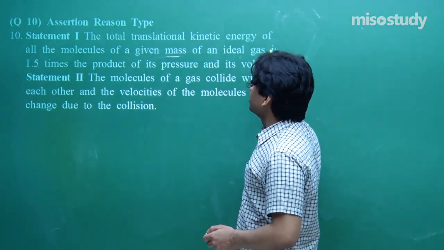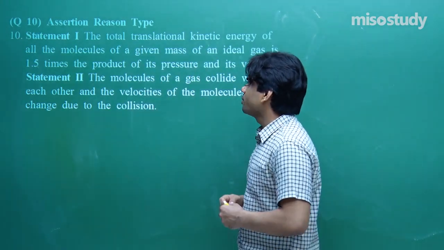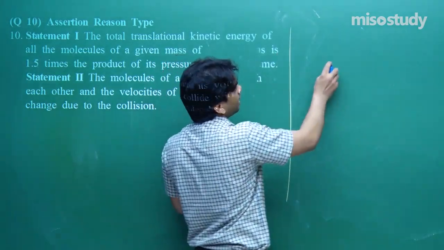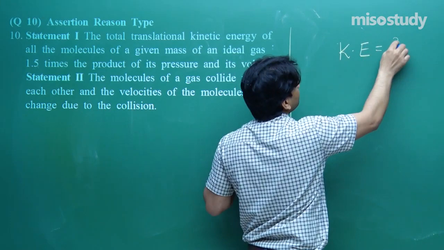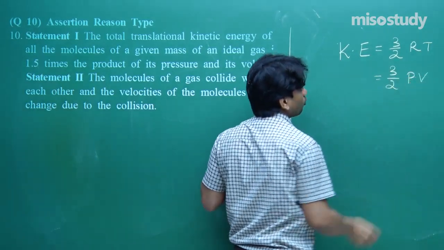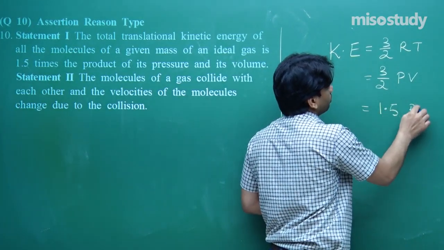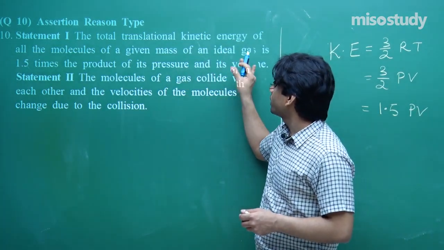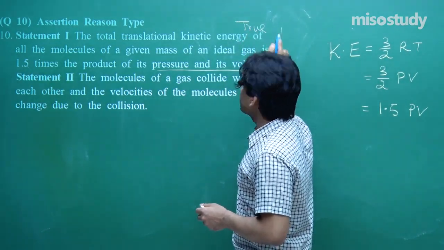The total translational kinetic energy of all the molecules of a given mass of an ideal gas is 1.5 times the product of its pressure and volume. Let's be very quick to check it. The total translational kinetic energy, we all know, is given as 3/2 RT, and 3/2 RT can be written in terms of pressure and volume. So you can write 3/2 PV, which is equal to 1.5 PV. So statement number 1 is true.